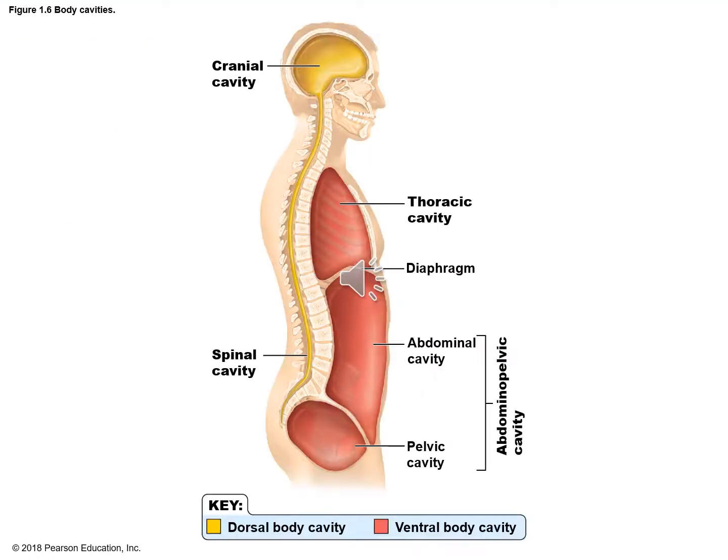The body has some body cavities. The dorsal body cavity is more posterior. It's made up of the cranial cavity and the spinal cavity. The ventral body cavity is more anterior. It's made up of the thoracic cavity, there's a diaphragm below that, and then the abdominal pelvic cavity. The abdominal pelvic cavity can then be divided into the abdominal cavity and the pelvic cavity.